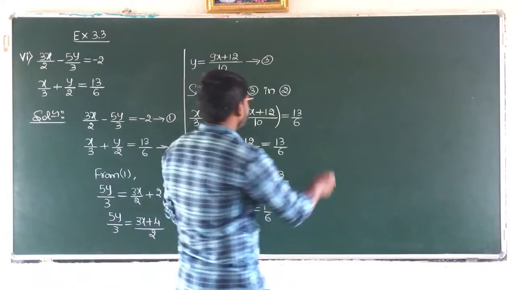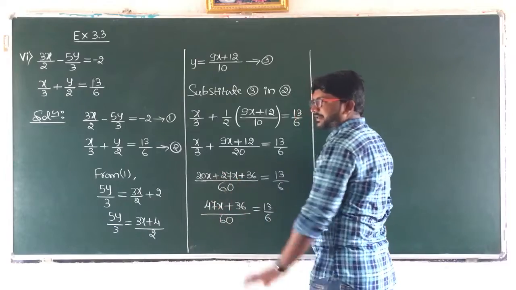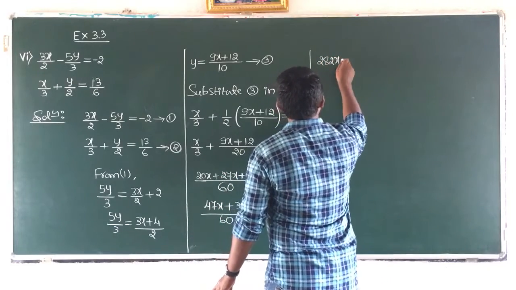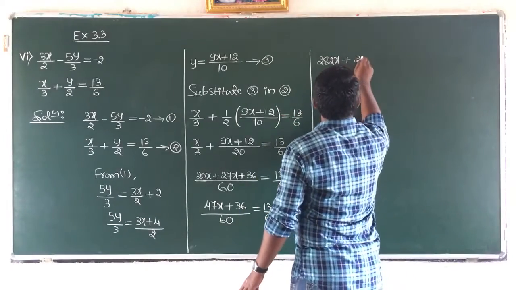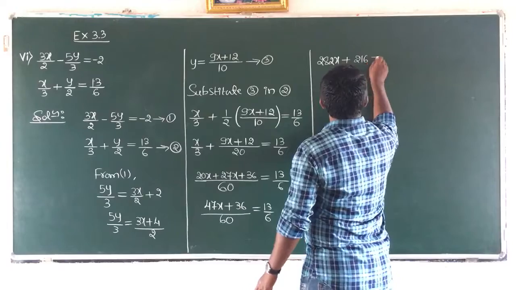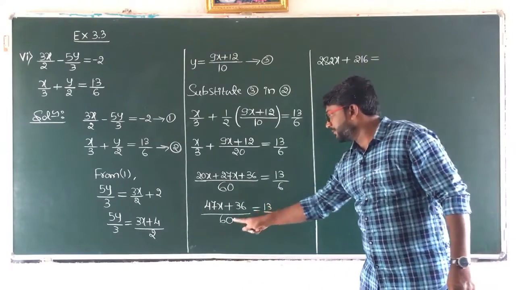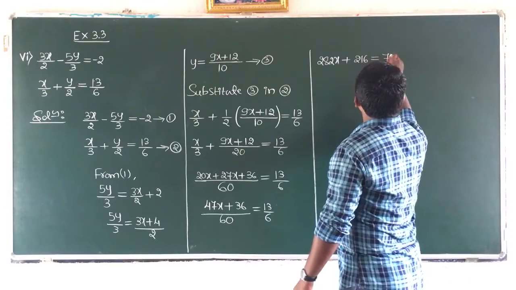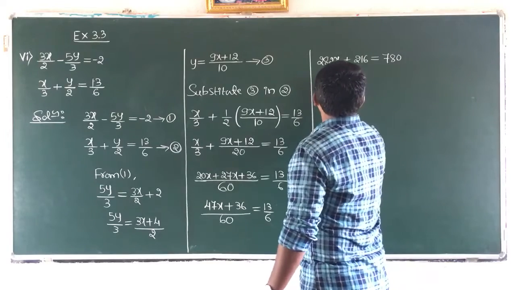So now see here, 6 into 47x, it is 282x, plus 6 will be multiplied with 36, we get 216, which is equal to, so now 60 will be multiplied with 13, we get 780. Then let us simplify this now.